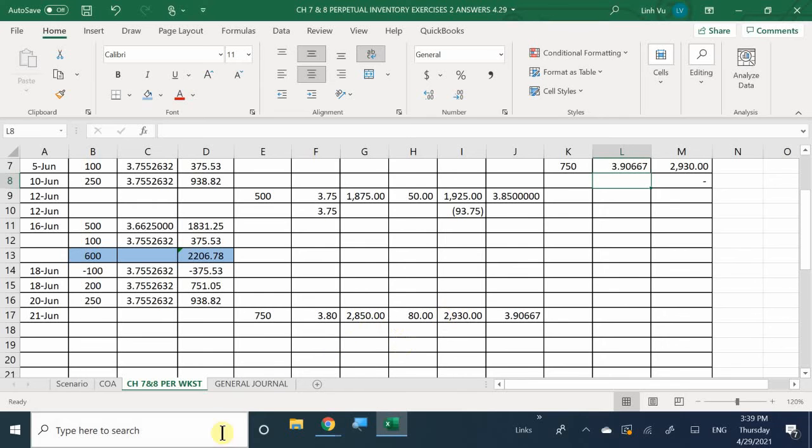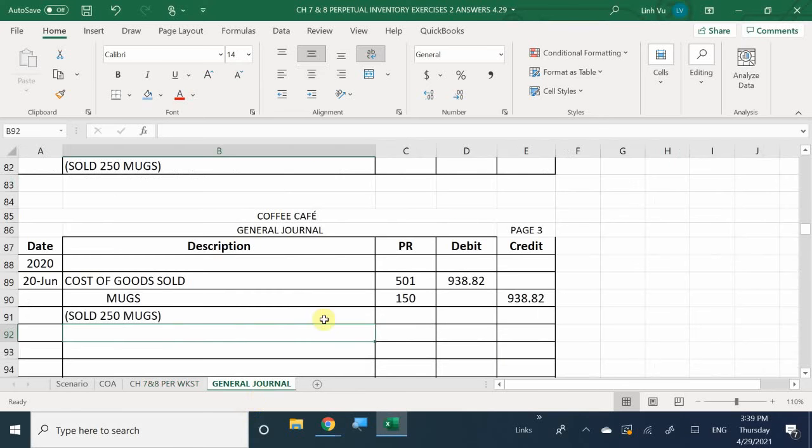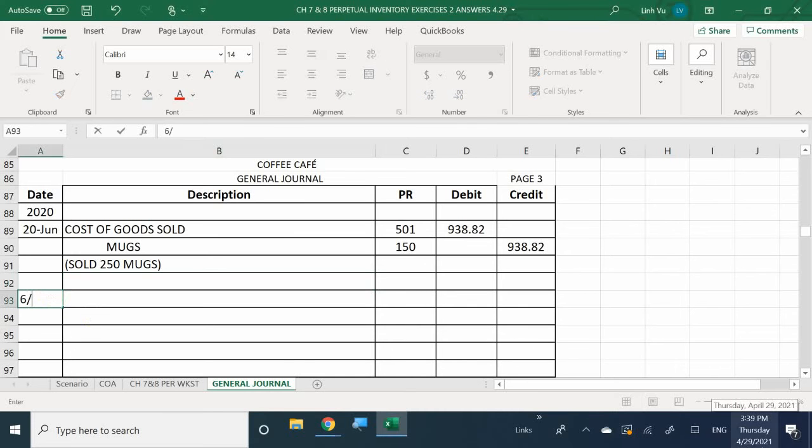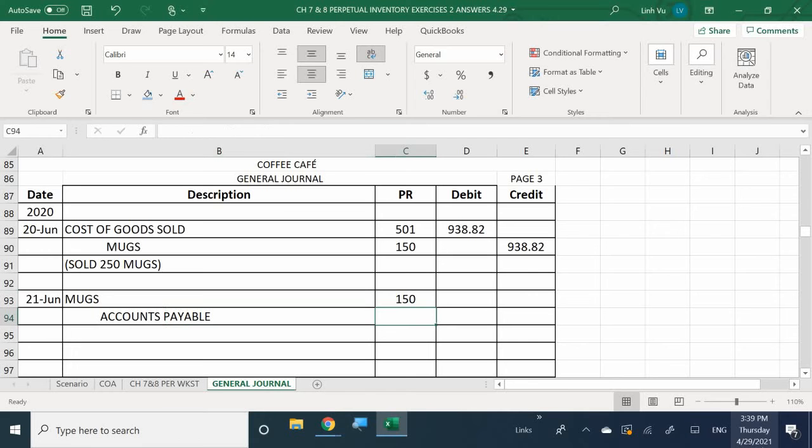$2,930 worth of inventory. So going over to my journal, how am I going to journalize this? Mugs, right, because we purchased inventory. Mugs, and accounts payable, right, because we placed it on account. Oh, no, 201. So once again, that was the 2,930.